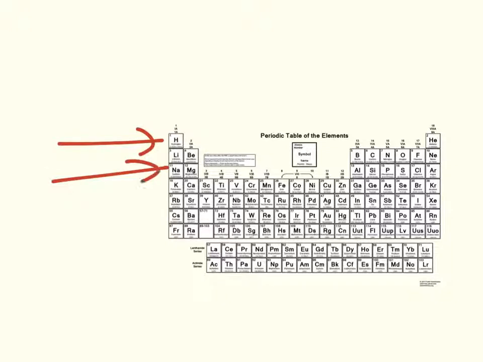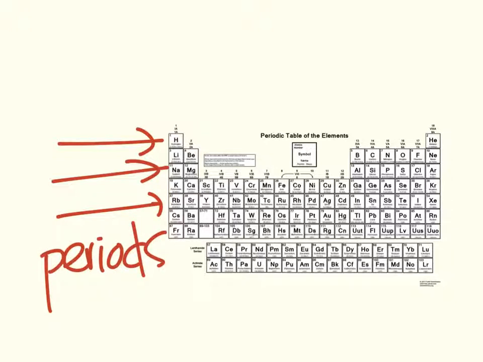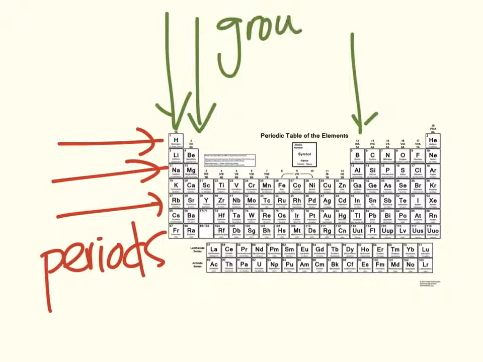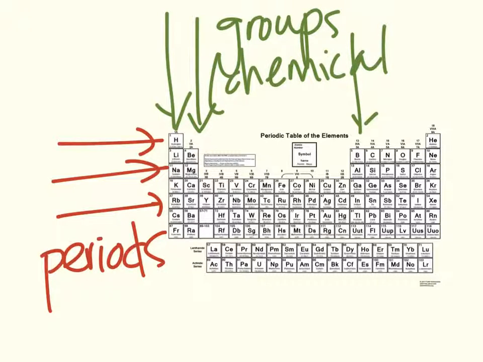The rows that we have over here, going from left to right, we call these periods, hence the name the periodic table. Whereas the columns, from top to bottom all through the periodic table, we call these groups, and the groups are where we find our chemical families. We'll talk a little bit more about those in class, where we see some similar behaviors between the elements that are in the same group.